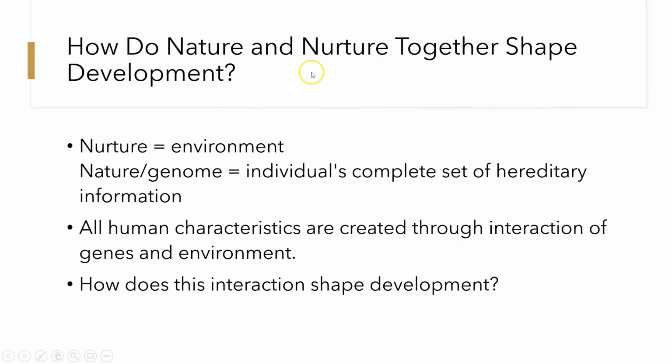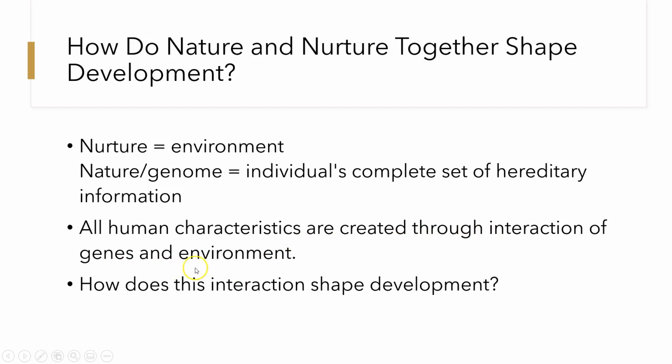So we'll start with the idea of nature and nurture together shaping development. So nurture is the environment. Anything in the environment, this can be parenting, friends, peers, the school, the community, any environmental influence is the environment, or what we call nurture. Nature is really the individual's biology, the genome, their complete set of hereditary information, what you're born with, right, your genes. And all human characteristics really seem to be created through an interaction of genes and environment.